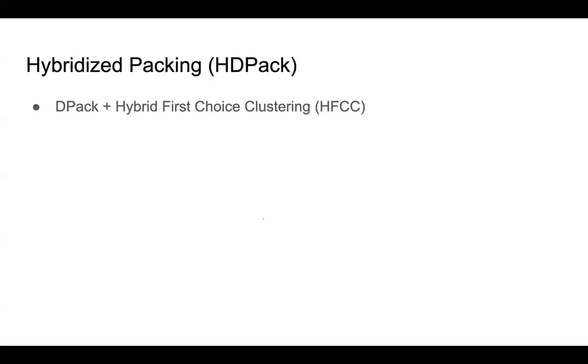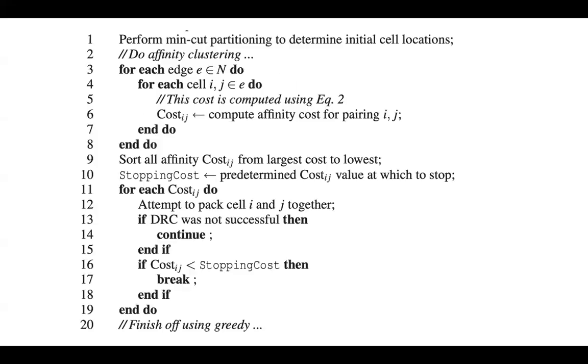So hybridized packing. They then talk about a different algorithm, which is kind of built onto the previous one. It's called HD pack, which is the previous algorithm plus something they call hybrid first choice clustering. What is that? Okay, let me. So what they do is they first do a pairwise packing. So let's go through the code.